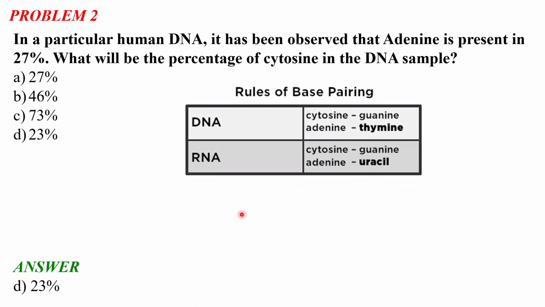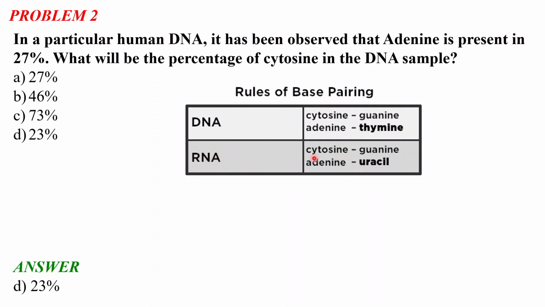So the rule of base pairing I have already mentioned, but I am just showing you once more here. So the rule of base pairing in DNA is cytosine and guanine, and adenine and thymine. Cytosine and guanine, the number of hydrogen bonding present in cytosine and guanine is 3, and the number of hydrogen bonding present in adenine and thymine is 2.